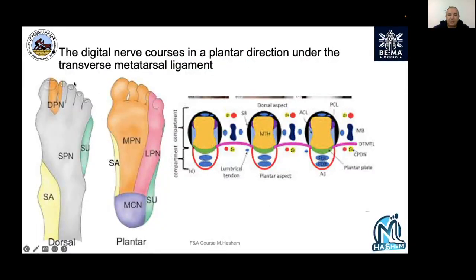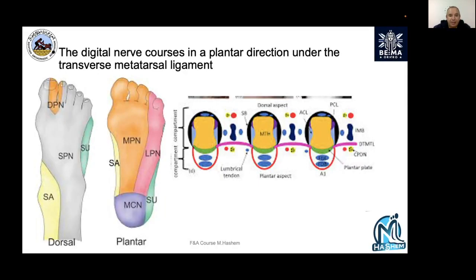Remember the nerve supply of the foot. The medial malleolus is supplied by the saphenous, the lateral malleolus is supplied by the sural, and all the dorsum of the foot is supplied by the SPN, superficial peroneal nerve, except the first web, which is deep peroneal. And remember, it is the reverse in the hand. In the hand, the first web space is supplied by superficial radial, and the others are supplied by median and ulnar. Here is the reverse. In the foot, the first web space is supplied by deep peroneal.